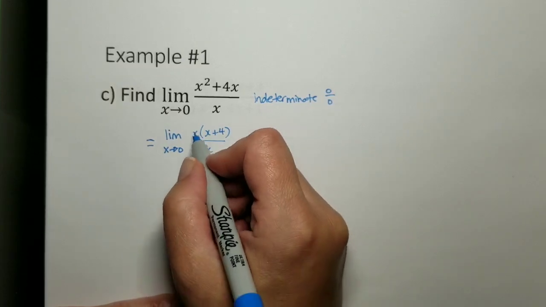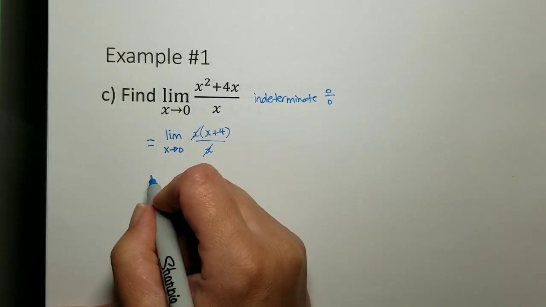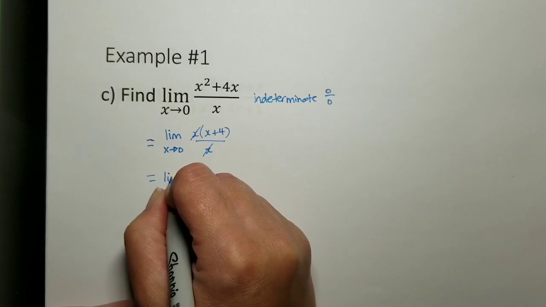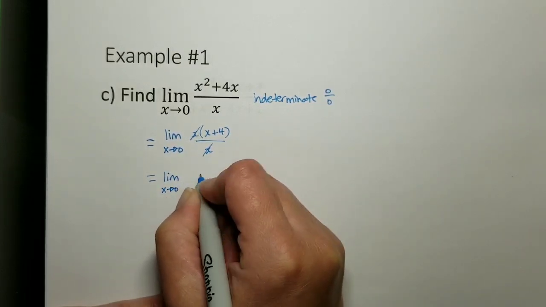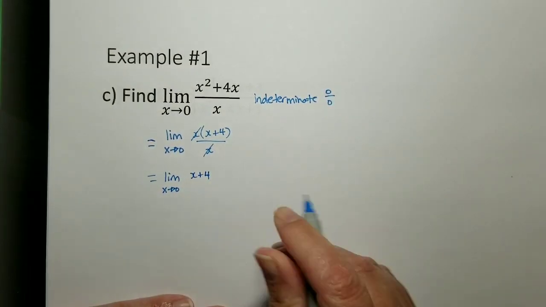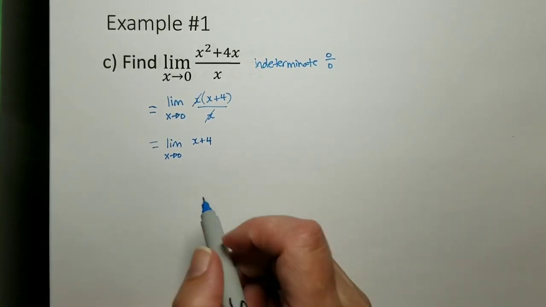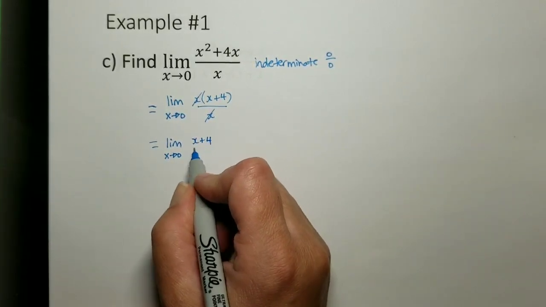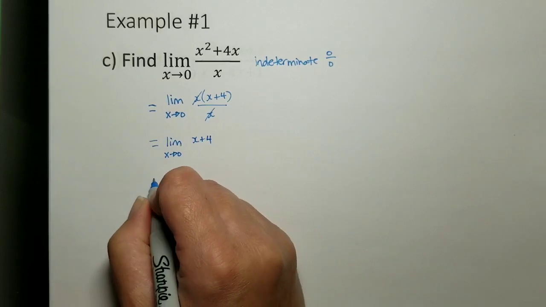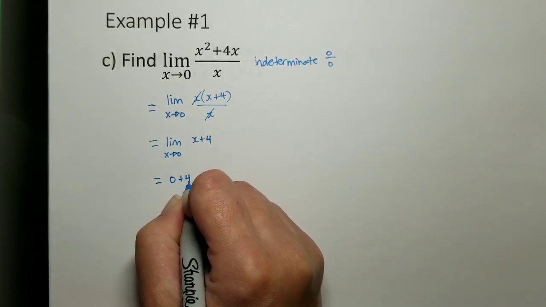So here, if I factor out an x on the top, I can reduce. So then this is the limit as x approaches 0 of x plus 4. And then when I substitute this number, now it's not indeterminate. Now I can put a 0 in. That's when I drop the limit notation.